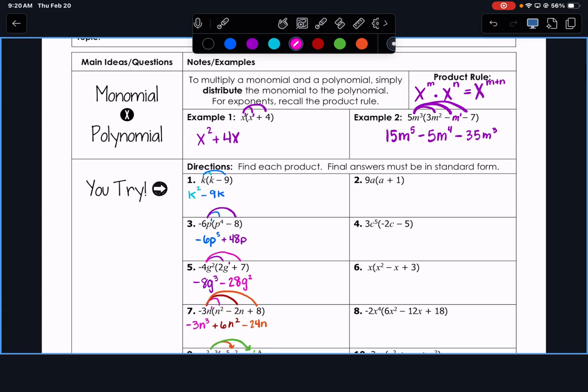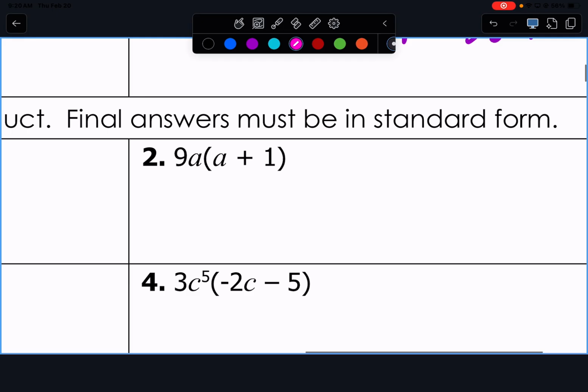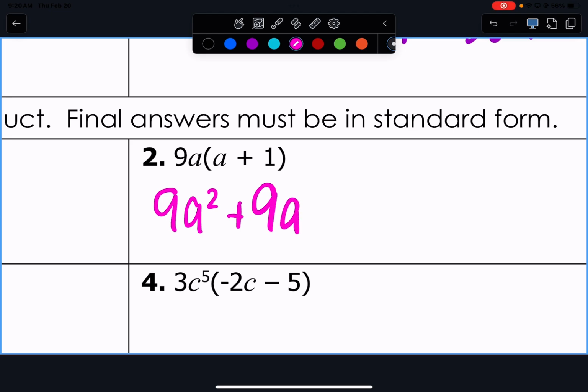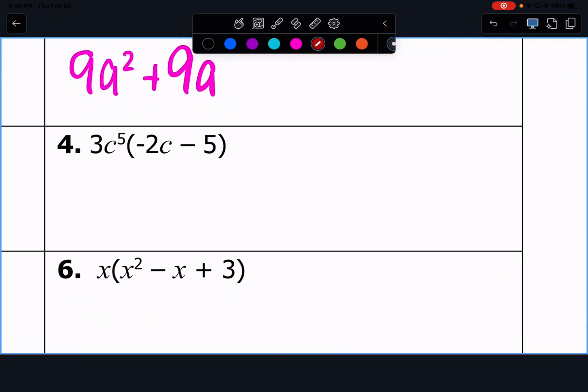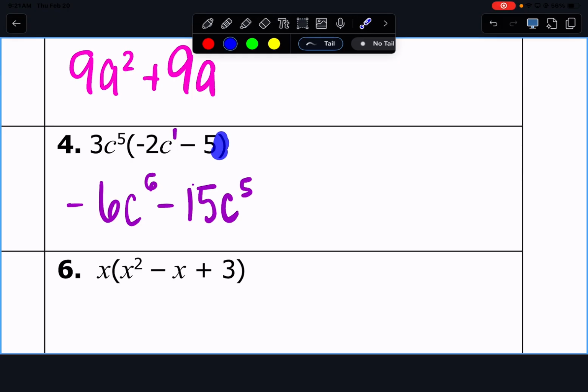For number 2, what did y'all get for the answer? 9a squared plus 9a. If y'all need me to stop and go through one of them, let me know when I get to it, okay? So for number 4, what do we do? I got negative c to the 6 minus 15c to the 5th. Oh, 6. Yeah, because that has an understood 1, so 5 plus 1 is 6. Then we'll get negative 15c to the 5th, because this term right here does not have c, so there's nothing for us to add our exponents with. We just bring down c to the 5th.